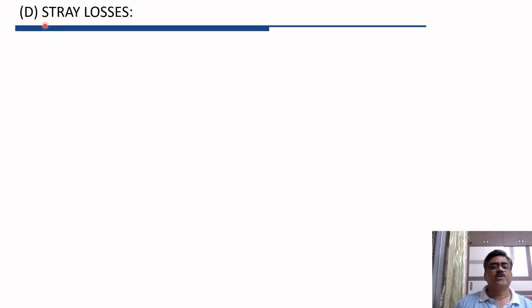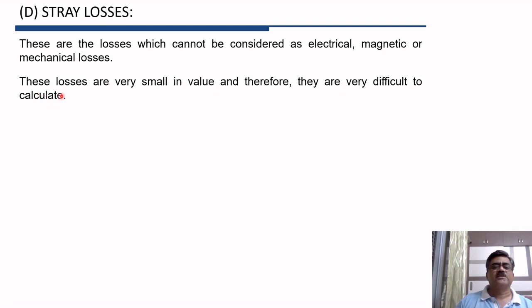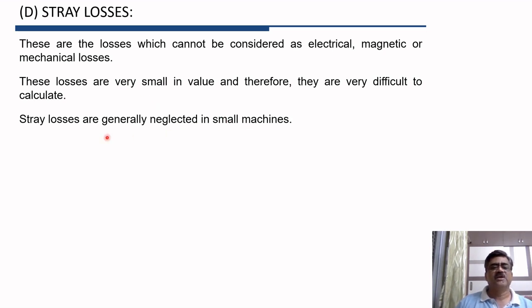Now, next type of losses in DC machines are stray losses. Now, there are some losses in the machines which cannot be considered as previous three losses, that is, as electrical, magnetic, or mechanical losses. So, such type of losses are called stray losses. Now, these stray losses are very small in value, and therefore these are very difficult to calculate. And that's why in case of small machines, stray losses are generally neglected.